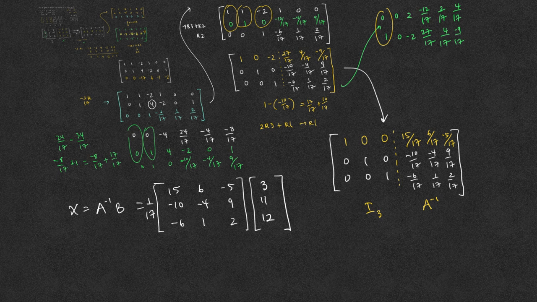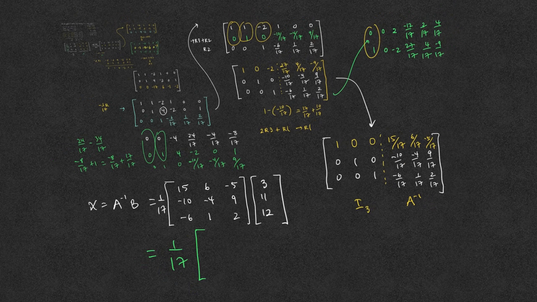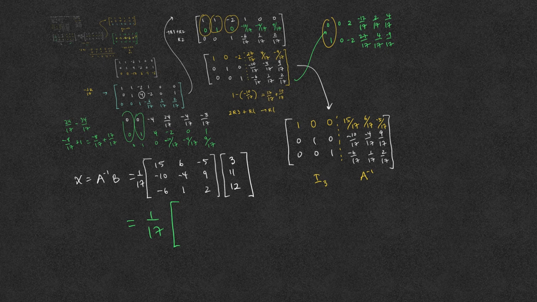Using the inner products, we have 1 over 17 times the matrix. The first entry comes from the inner product of the first row times the only column, which is 15 times 3 plus 6 times 11 plus negative 5 times 12. This is 45 plus 66 minus 60. 66 minus 60 is 6. 45 plus 6 is 51.